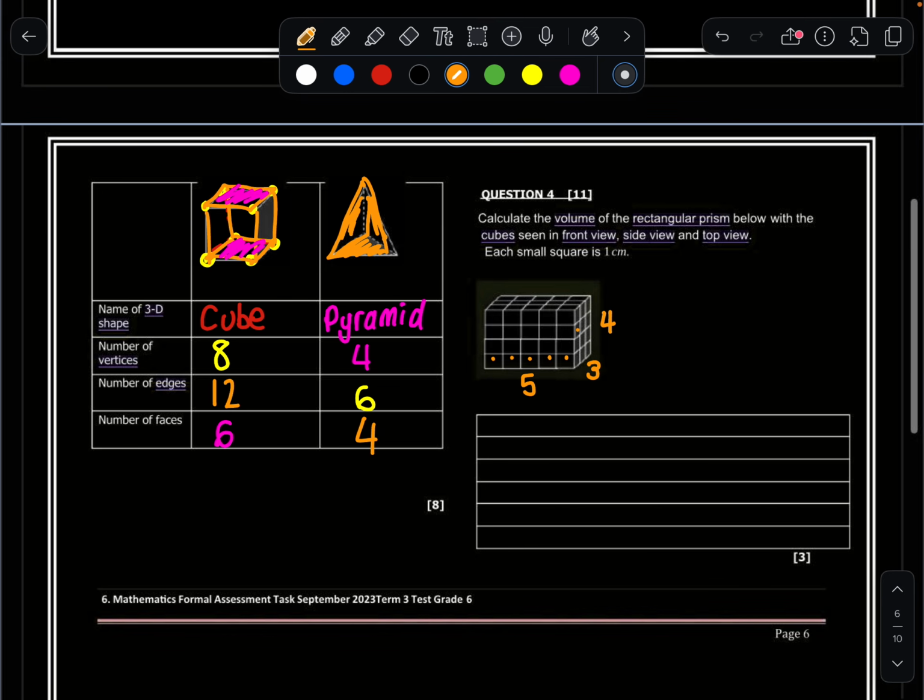And so you can actually just multiply these. So volume is the length times the width times the height. Here we have the length is 5 centimeters. The width is 3 centimeters. And the height is 4 centimeters. 5 times 3 is 15. 15 times 4 is 60. And so the value is 60 centimeters cubed, because volume is always cubed.